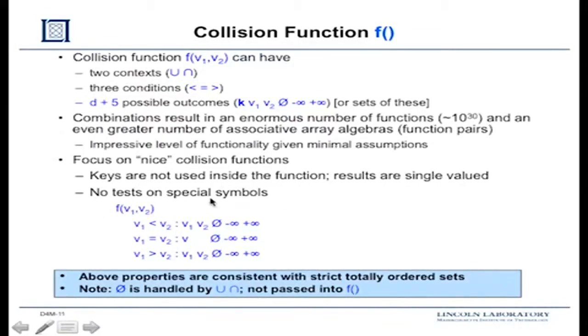We're going to do no tests on special symbols, and we're just going to say our collision function can be essentially, if we have v less than v2, the answers can be one of these 5. If it's equal, it can be one of these 4. If it's greater, it can be one of these 5. So that gives a fairly limited number of possible collision functions. And all these properties are consistent with the strict totally ordered set. Generally, when we handle a value like this, it's handled by the union intersection function first. It never actually gets passed through to this function.